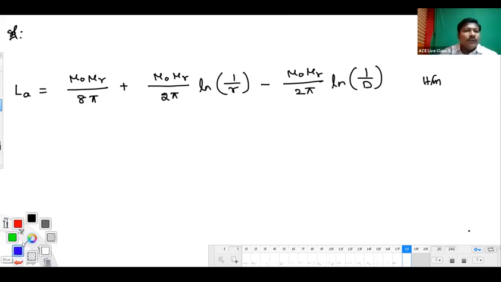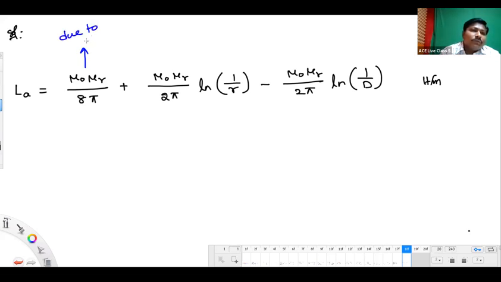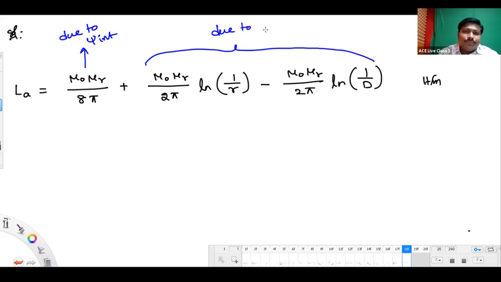Of course, the first term is due to internal magnetic flux linkages. It can be called internal inductance, due to internal linkages. The second and third terms, these two, are due to external linkages.